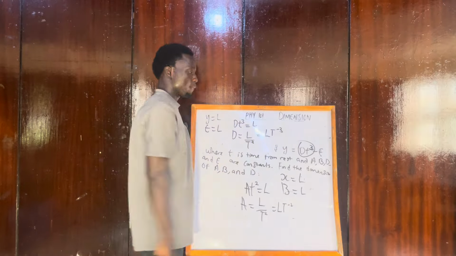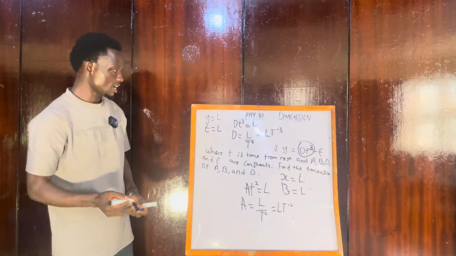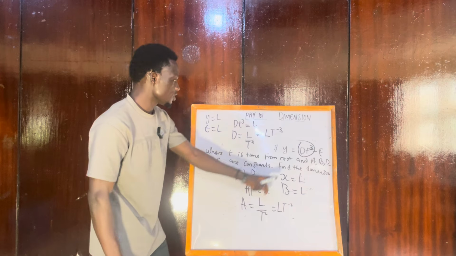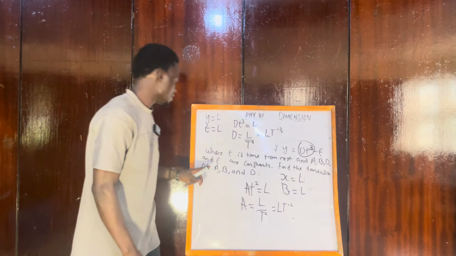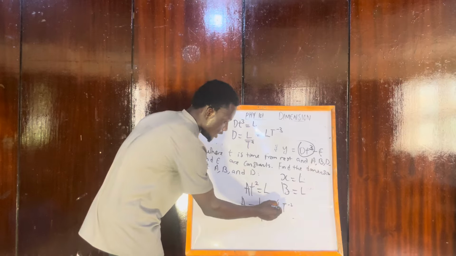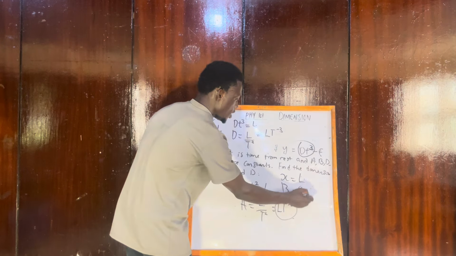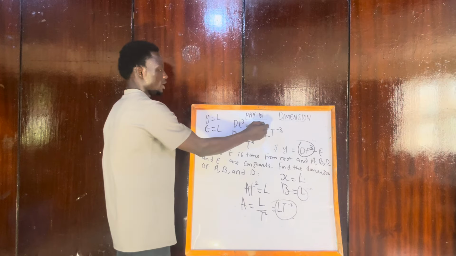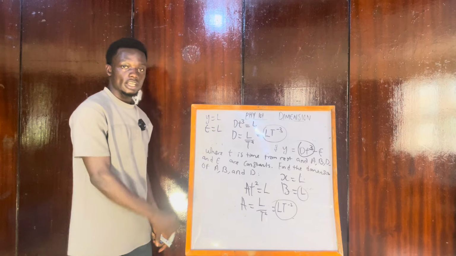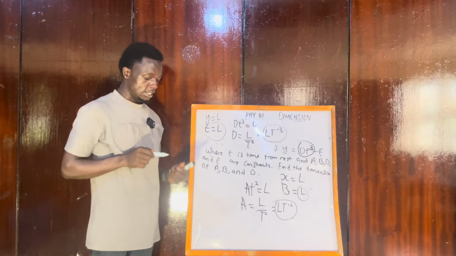LT raised to power minus 3. Is that clear? So now we can conclude that we have to find the dimension for A, B, D, and E. So our A is LT raised to power minus 2. Our B is L. Our D is LT raised to power minus 3. And our E is also L. These are the four answers.